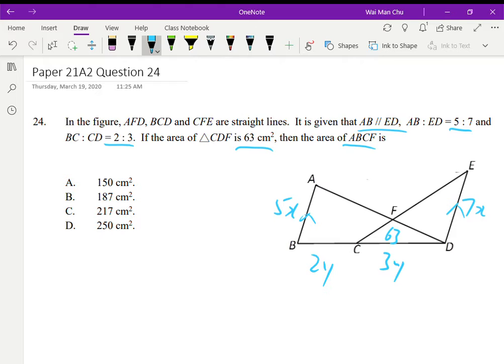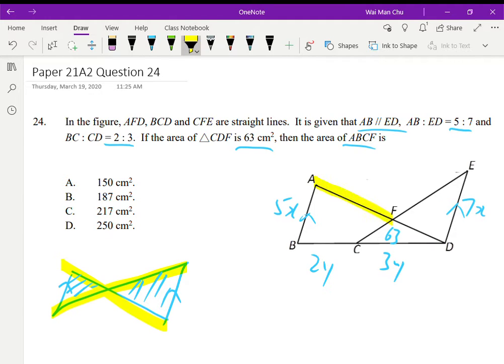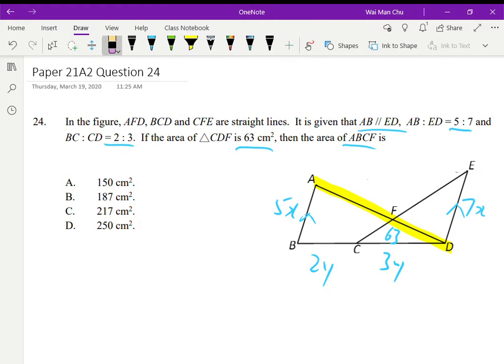Now, why this question is difficult to you is because, of course, a pair of parallel lines like this can be found in many past paper questions, but usually they are joined by two straight lines like this, so that you can have a pair of similar triangles to talk about, right? However, in the current situation, the parallel lines are only joined by one straight line AD, so that's why you cannot have a pair of similar triangles to talk about at the beginning.